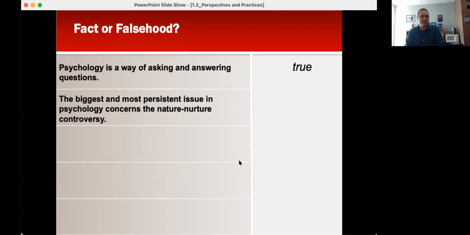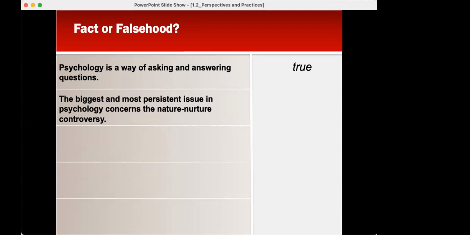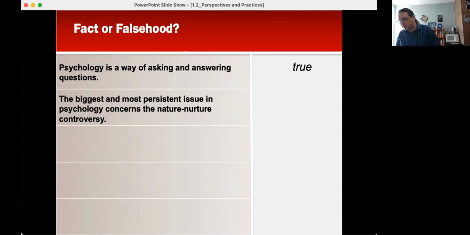The biggest and most persistent issue in psychology concerns the nature nurture controversy. What do you think? What is the nature versus nurture controversy? Does anybody care to share with me what they think that means? I'm pretty sure, isn't that the discussion of whether you're shaped by yourself or your environment and whatnot? Absolutely. Yep.